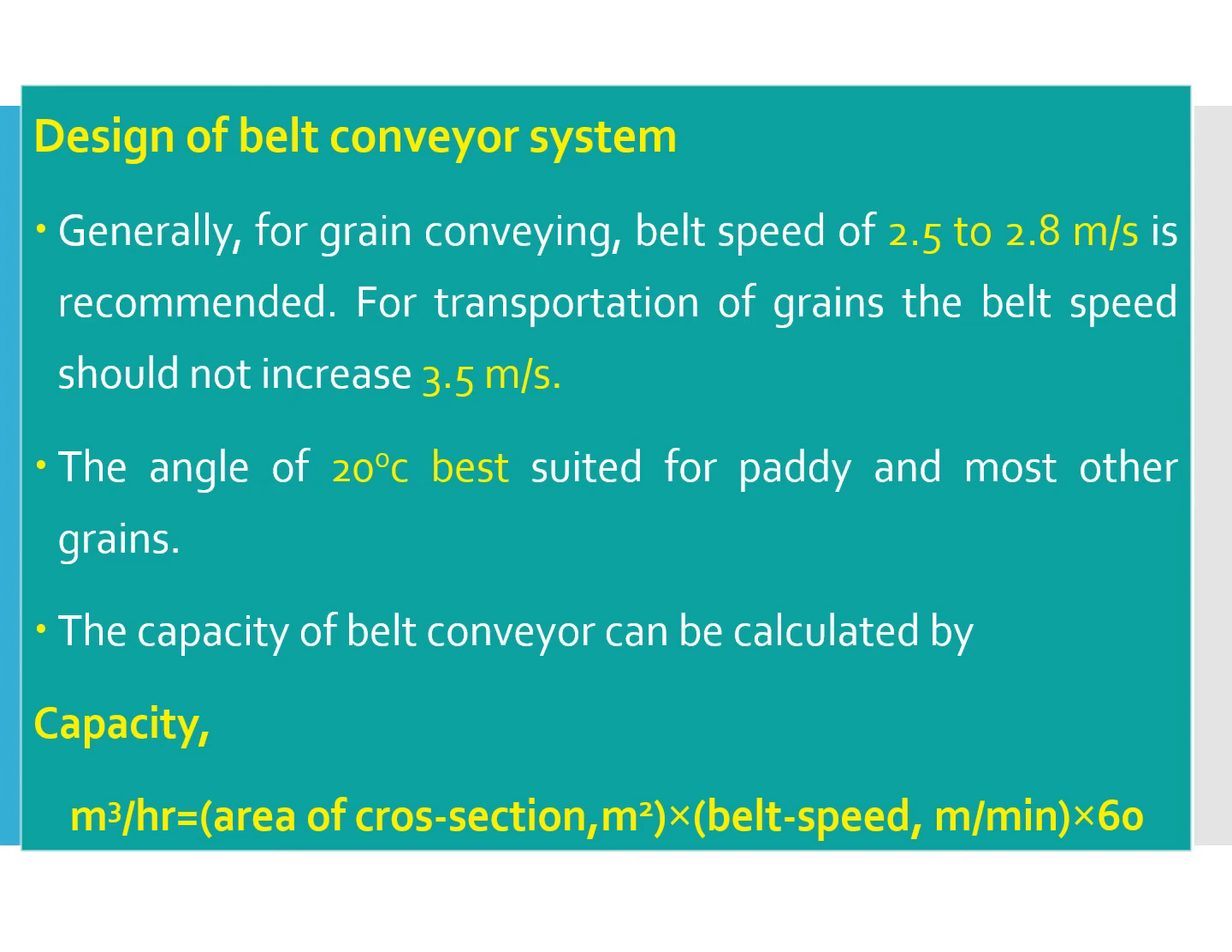In this formula, capacity is equal to volume per unit time, that is cubic meters per hour, and it is equal to the area of cross section. As we know, the cross sectional area's unit is square meters, and it is multiplied by the belt speed, that is distance per time, meters per minute, multiplied by 60.